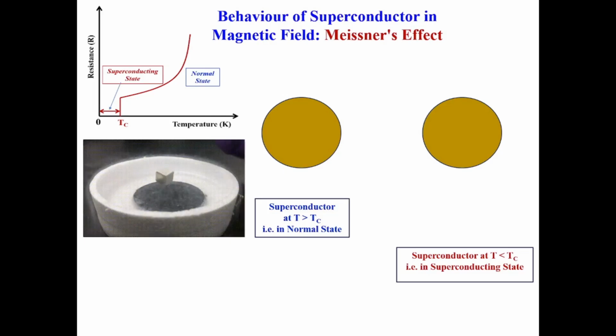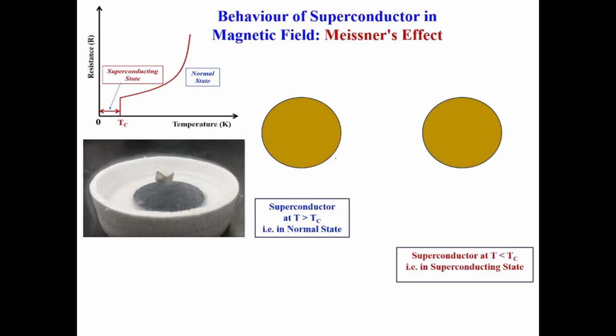In this class we are going to discuss Meissner's effect, or the behavior of a superconductor in a magnetic field. Last class we discussed that above TC a superconductor shows normal conducting behavior. Below TC, below the transition temperature, the superconductor shows superconducting nature, the so-called superconductivity, or you can say below TC is called the superconducting state. We discussed these things in our last class.